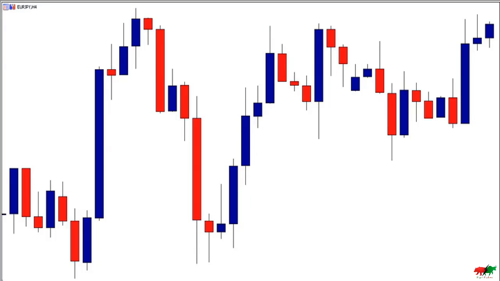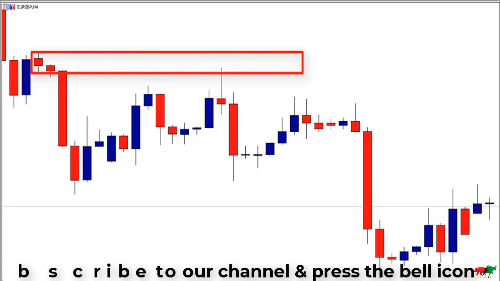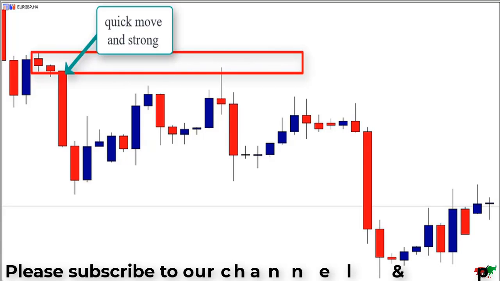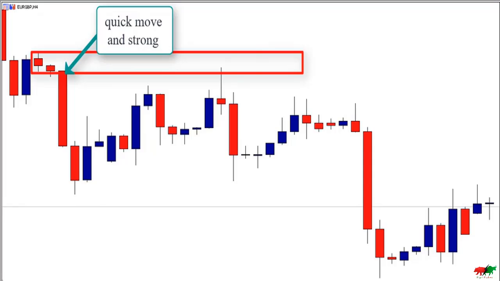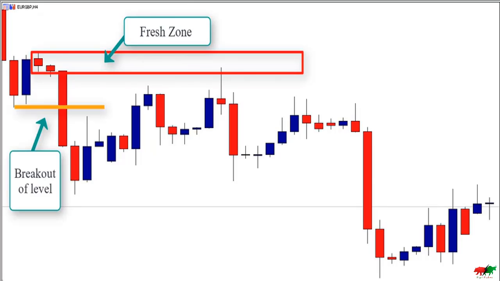Look at another example. This is the Euro JPY four-hour chart. This is a clear supply zone. As you can see, the move is quick and strong. The candles are big. The zone is fresh. The previous support level is broken. And the risk to reward ratio is good.